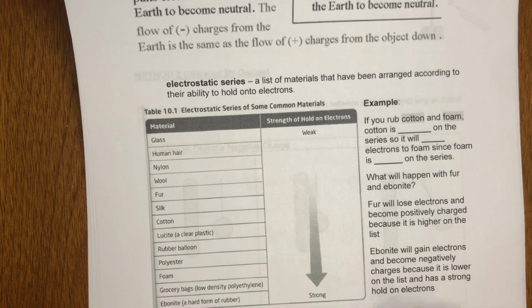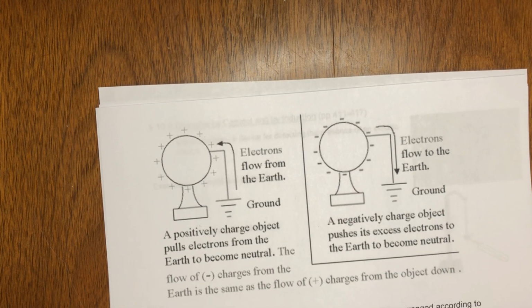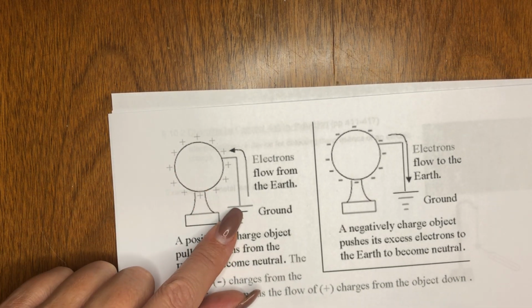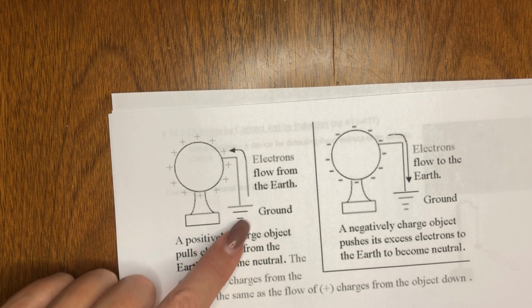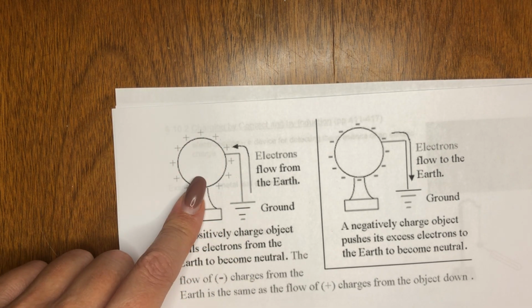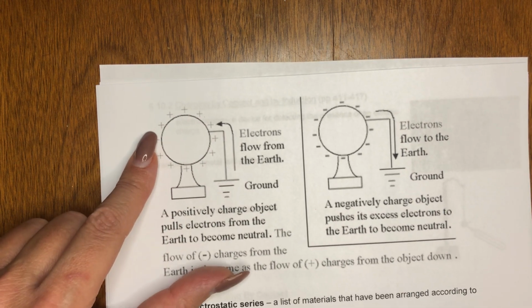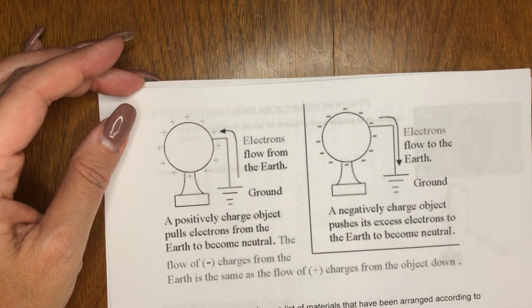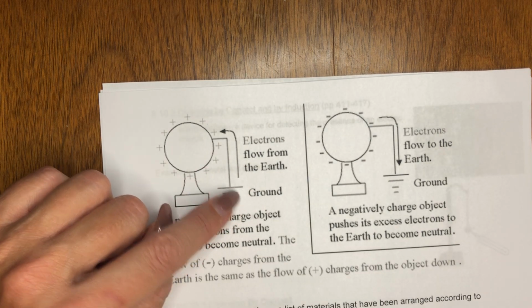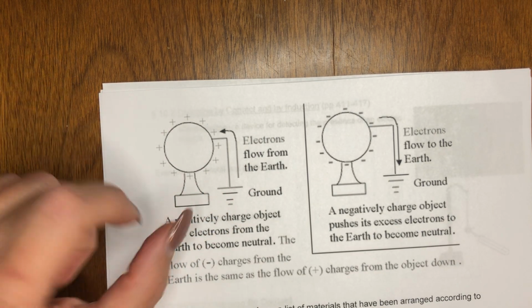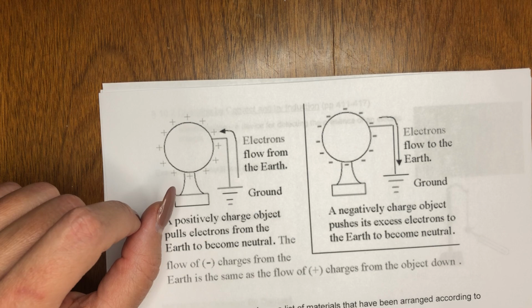So in this diagram, we see that electrons flow from the earth. This is a ground, and it's showing we have a positive object, and in order to become neutral, it needs to have an equal amount of negative charges. So it would get those charges from the earth. How would that happen? Usually when you touch the object, grounding would happen.